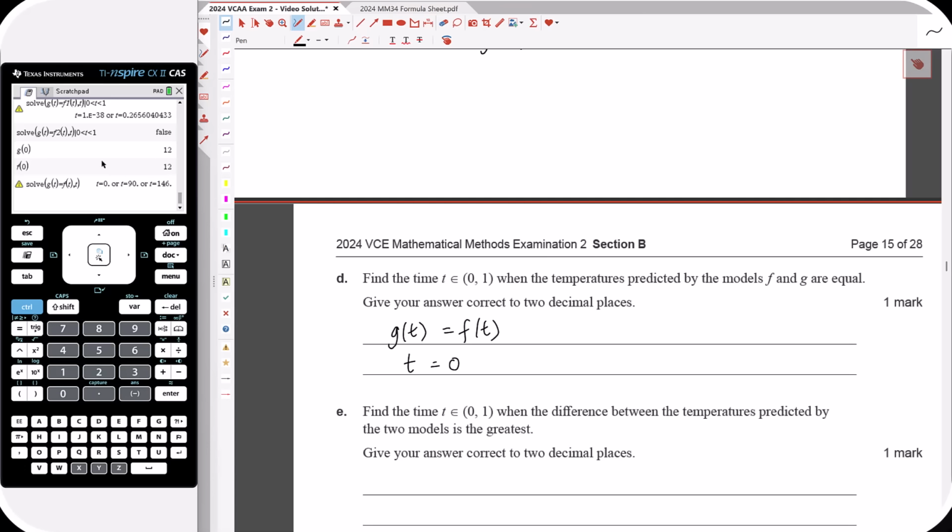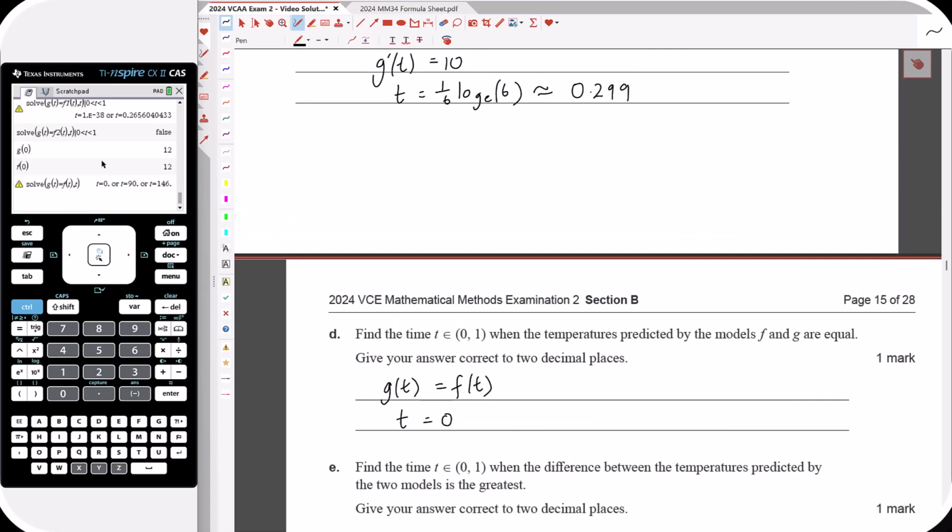So actually, why have we got... Okay, so actually this time we also don't get what we expect. We get the t equals 0, but we're missing the t equals 0.26, whatever. So let's just check graphically what we've got happening here.